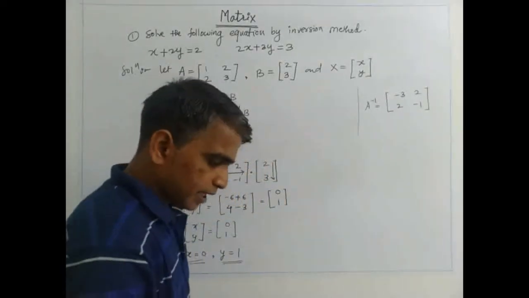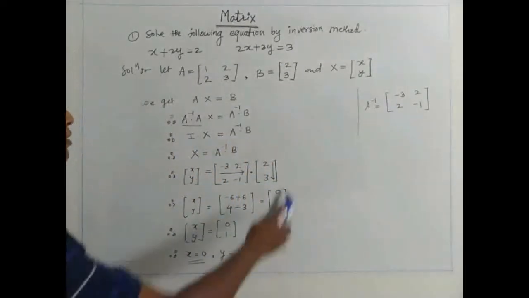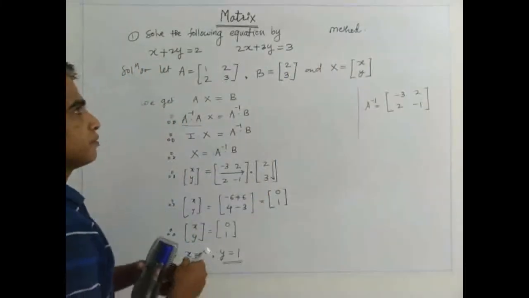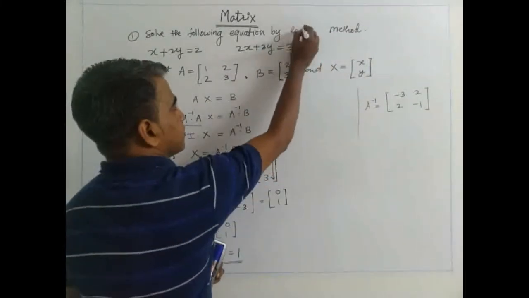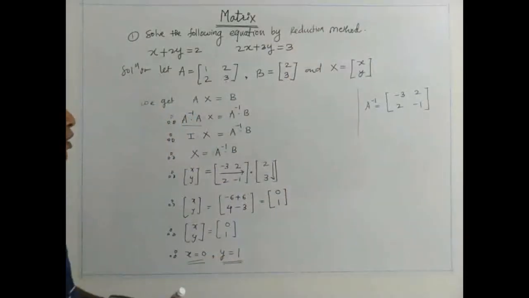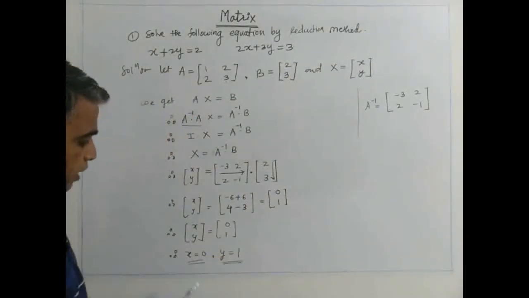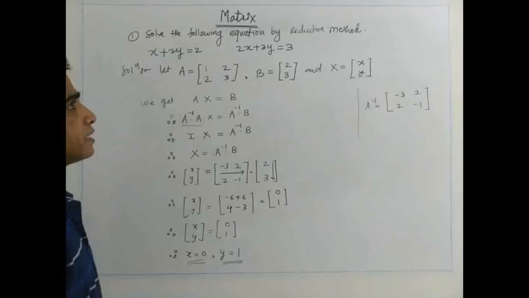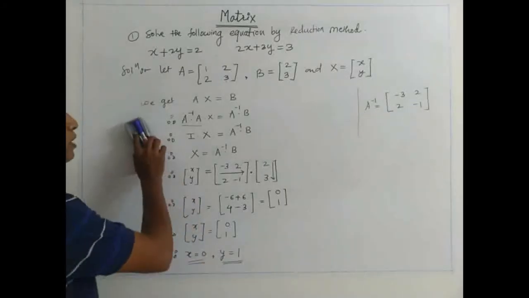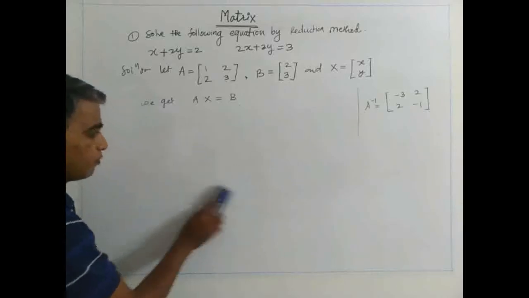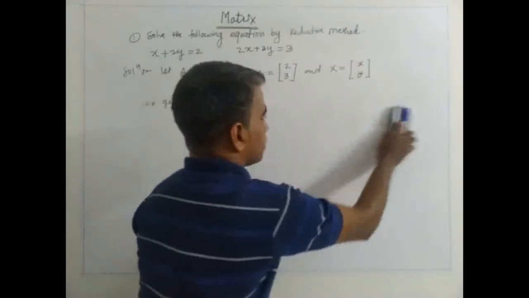Now we will check the second example by using the reduction method. Otherwise, the same example we will solve by using the reduction method. Already we know that the solution for this equation is 0 and 1. So we will check whether by using the same equations we get the same result or not by using another method. So now the reduction method.